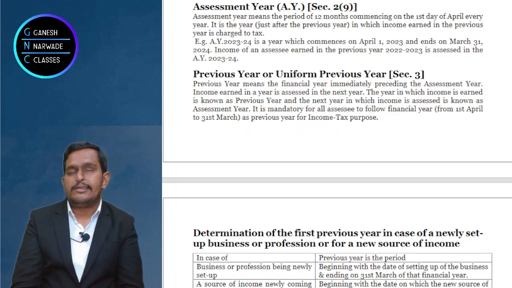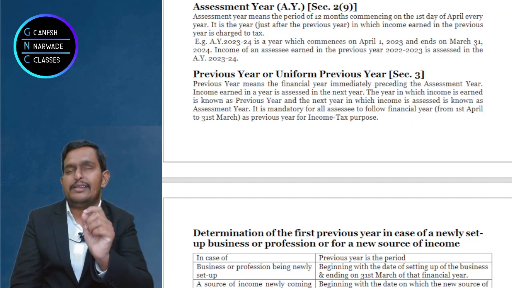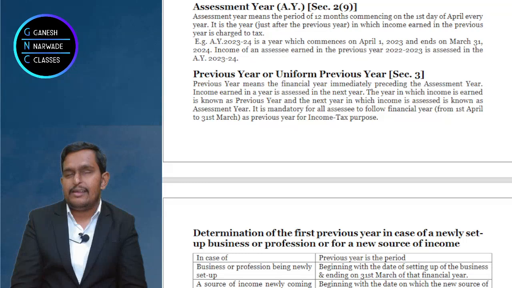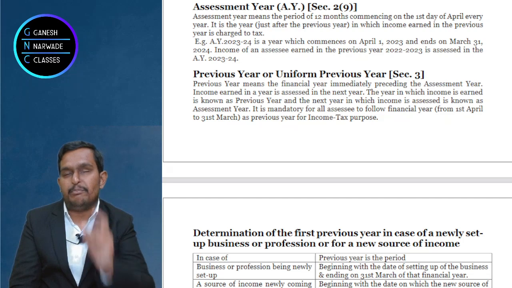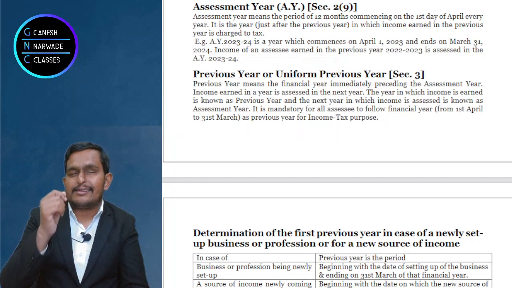Sir, 23-24 year is there. Before that, we have to check 22-23, absolutely right. So 22-23 is your previous year. So what is previous year? Previous year is the year which precedes, comes before the assessment year, and it is the year of earning the income. Whatever income you earned in the previous year, for that you pay taxes in the assessment year.